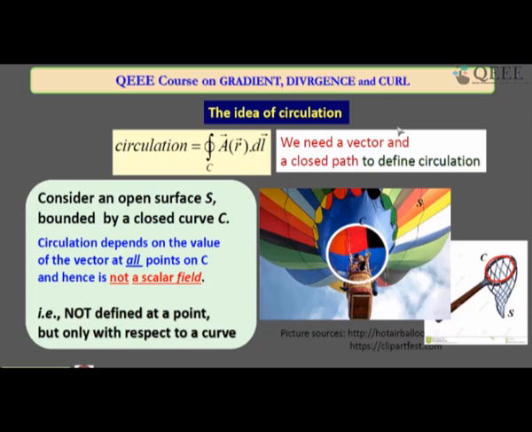Here we are talking about a closed path. Soon we will be talking about a surface also. Consider an open surface S. The surface of the balloon is an open surface, not completely closed. This part of the net marked S can be regarded as a surface. Now there is a curve here, the white circle is a curve C I have marked here. Then there is a curve C here also.